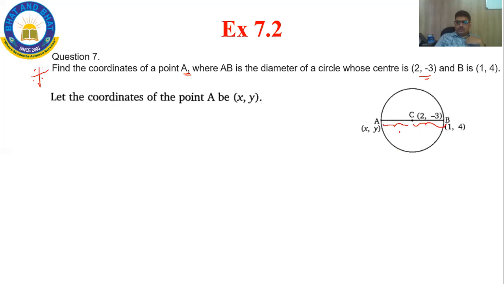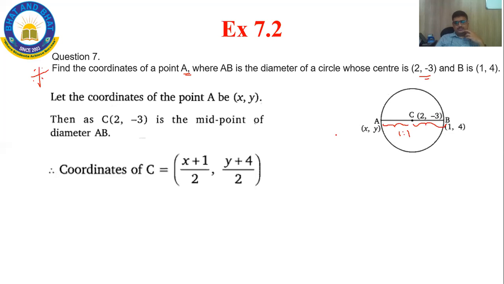So what will be the ratio? 1 is to 1 because radius is equal to radius. (x plus 1) divided by 2 is equal to 2. (y plus 4) divided by 2 is equal to minus 3. So C is the midpoint of diameter AB. So what will be the coordinates of C? (x plus 1) divided by 2, (y plus 4) divided by 2. Midpoint formula.